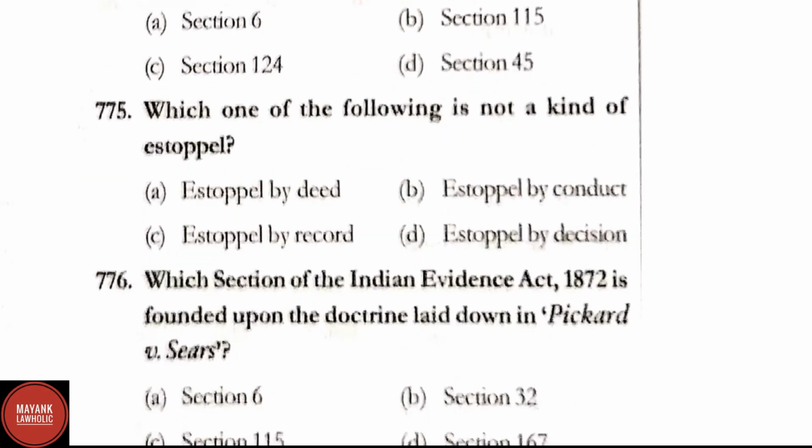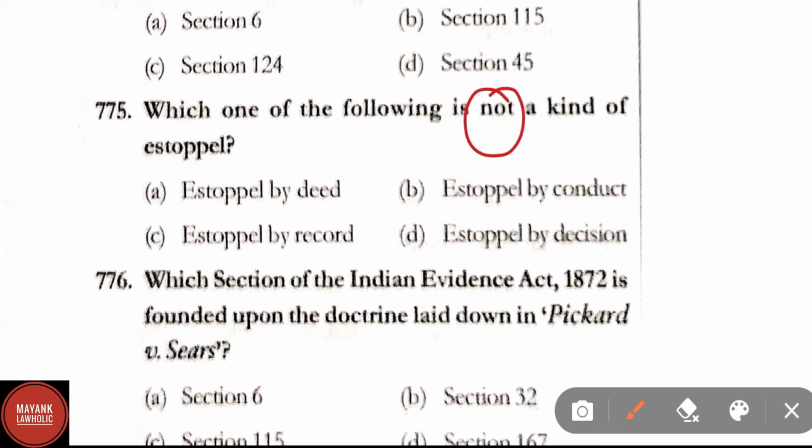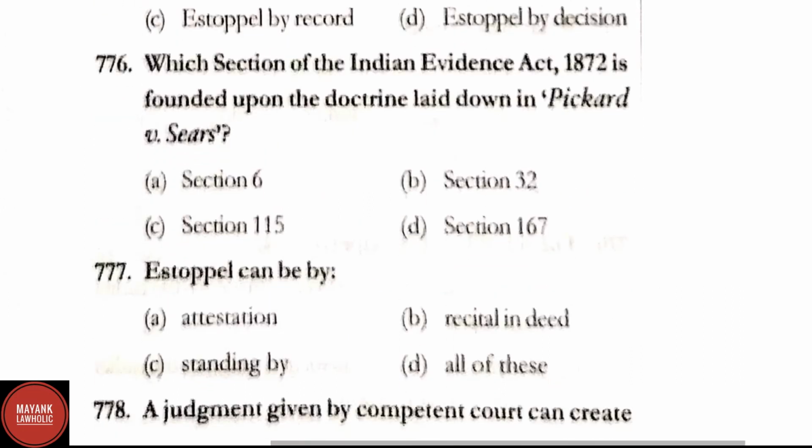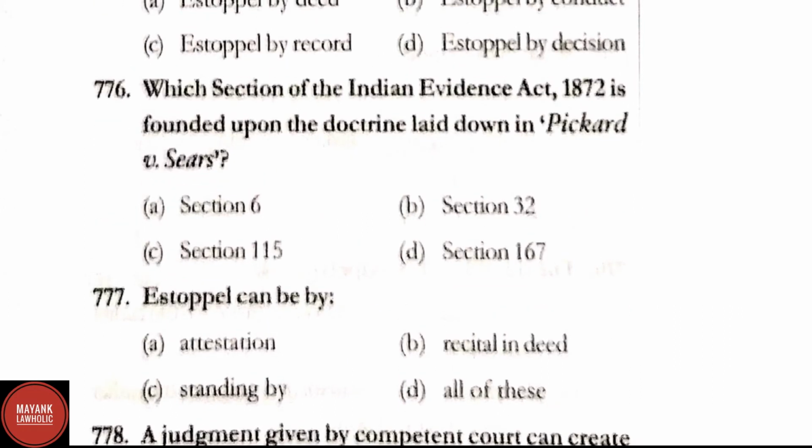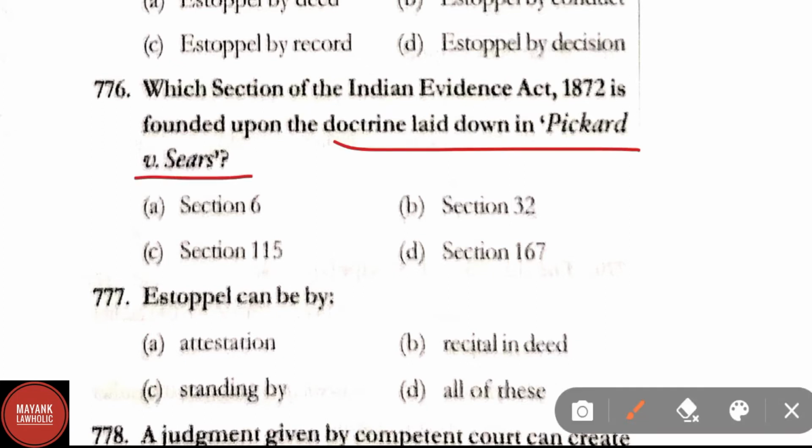Question number 775. Which one of the following is not a kind of estoppel? Here the options are estoppel by deed, estoppel by conduct, estoppel by record, estoppel by decision. Correct answer is option D. Estoppel by decision is not a kind of estoppel. Question number 776. Which section of the Indian Evidence Act is founded upon the doctrine laid down in Pickard versus Sears? Correct answer is option C, that is section 115.